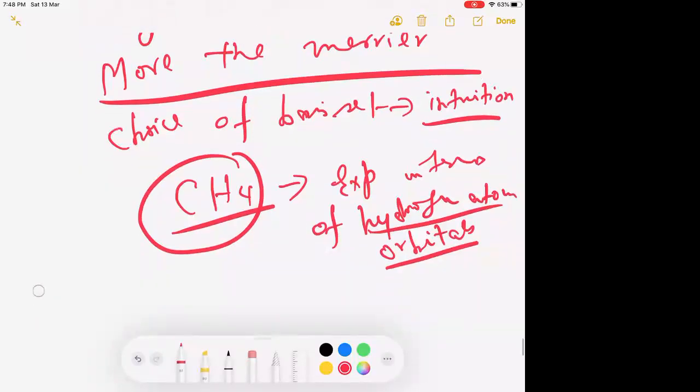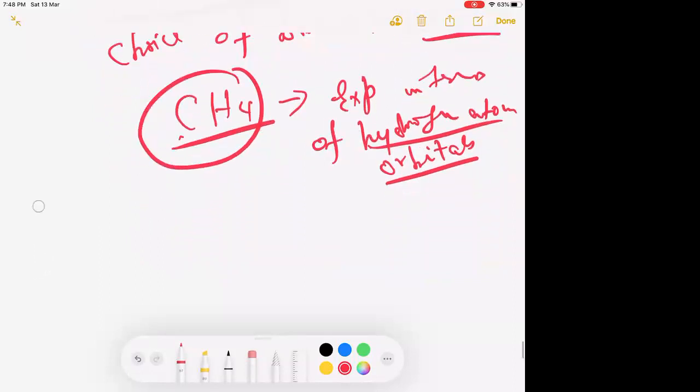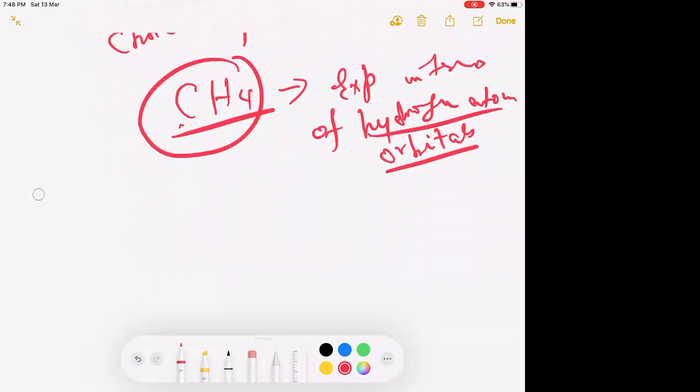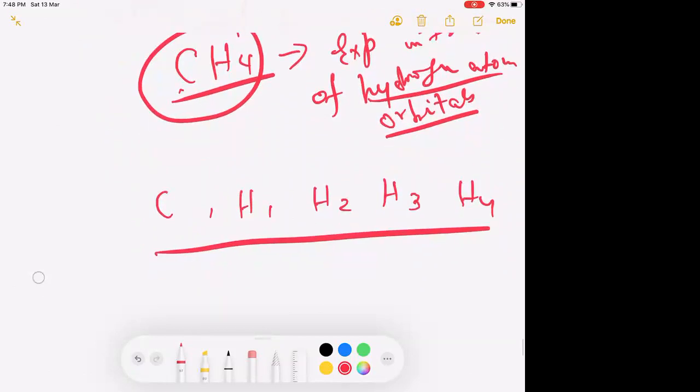But the chemist knows this is bad because methane has carbon and 4 hydrogen. So what will the chemist say? Take carbon plus 4 hydrogen. All the basis sets as much. And then you can get a very good result with a smaller number of basis functions. And I'm going to come to that now.